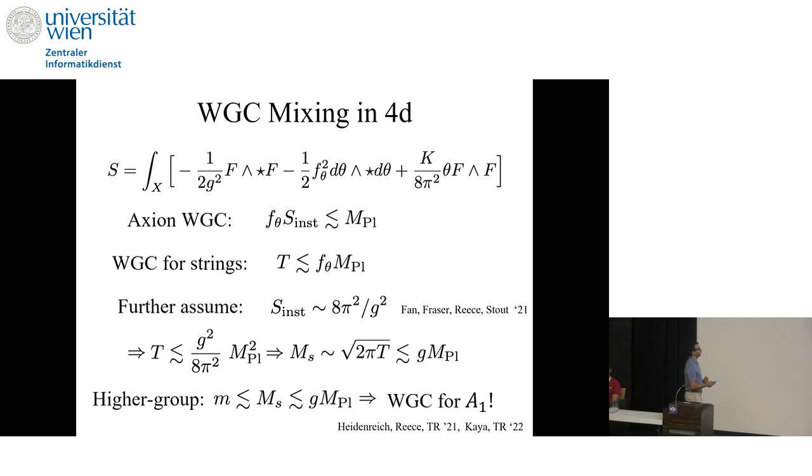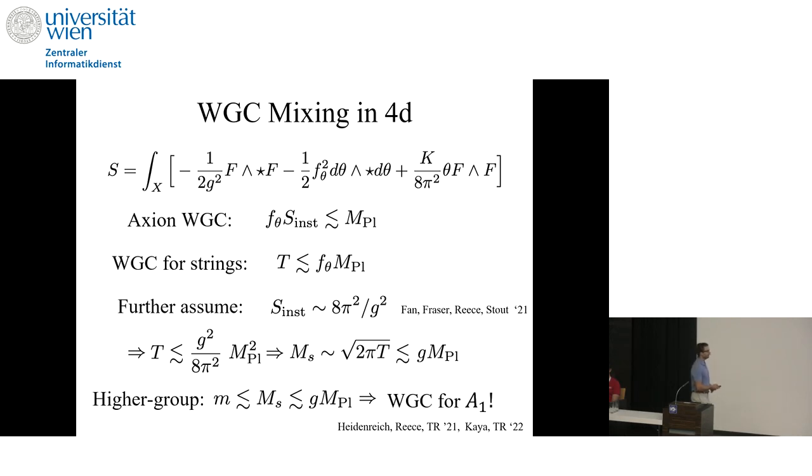Viewing the axion as a zero-form gauge field, the weak gravity conjecture gives us a bound on the instanton action. And if we view the dual of theta as a two-form gauge field, then the weak gravity conjecture gives us a bound on the tension of the axion string. If we further assume that the instanton action scales like 1 over g squared, which is familiar from QCD, or in the abelian case, follows from considering monopole loops, as argued by these authors, then putting this together, we find that the string scale of the axion string is bounded from above by g times m Planck.